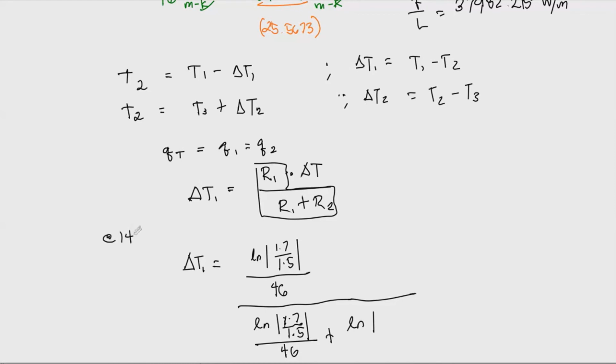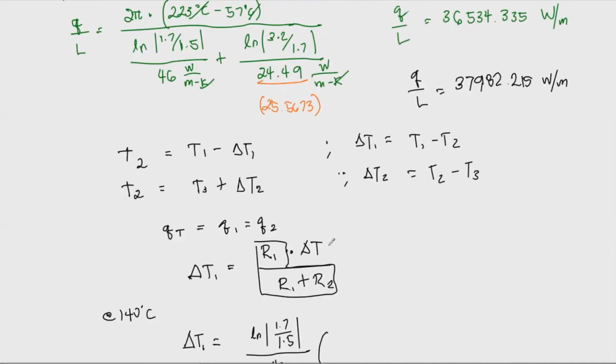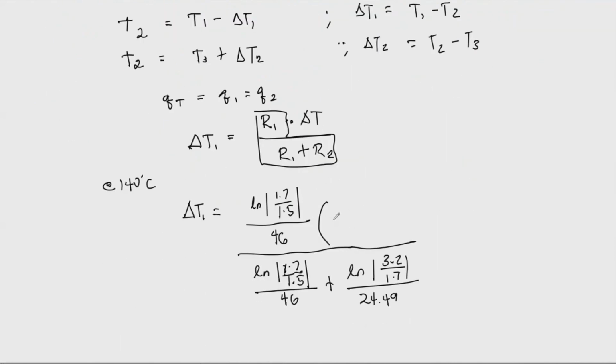Okay, so this is at 140 degrees Celsius. So what we get here is simply ln of 3.2 over 1.7, then divided by the value, which is 24.49. And of course, the change in temperature would be the total change in temperature, because it doesn't make sense if you would just use another value. So that is 223 minus 57. Okay, so in this case, if you solve for this, then that is our change in temperature for our first value. Now let's just solve for it.